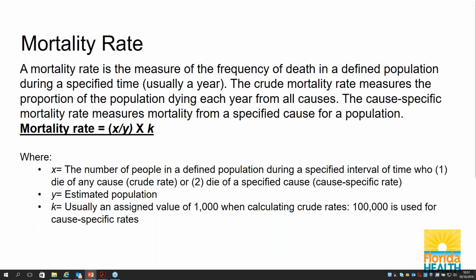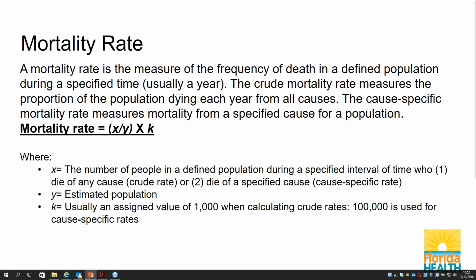Mortality rate is a measure of the frequency of death in a defined population during a specified time, usually a year. The crude mortality rate measures the proportion of the population dying each year from all causes. And then the cause-specific mortality rate measures mortality from a specified cause for a population.